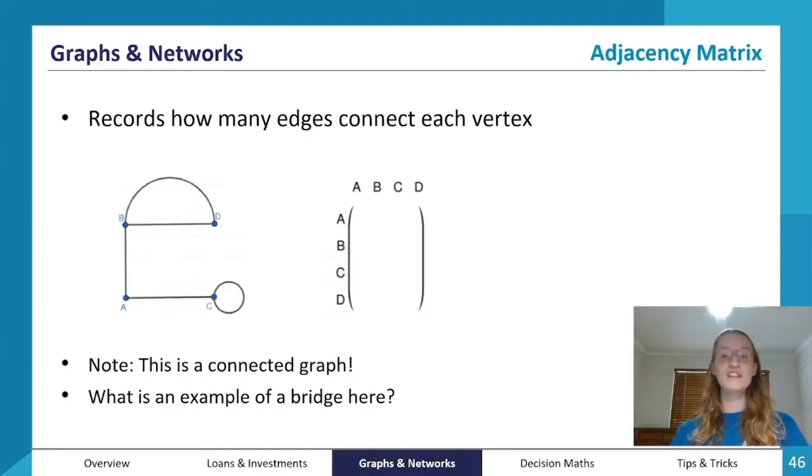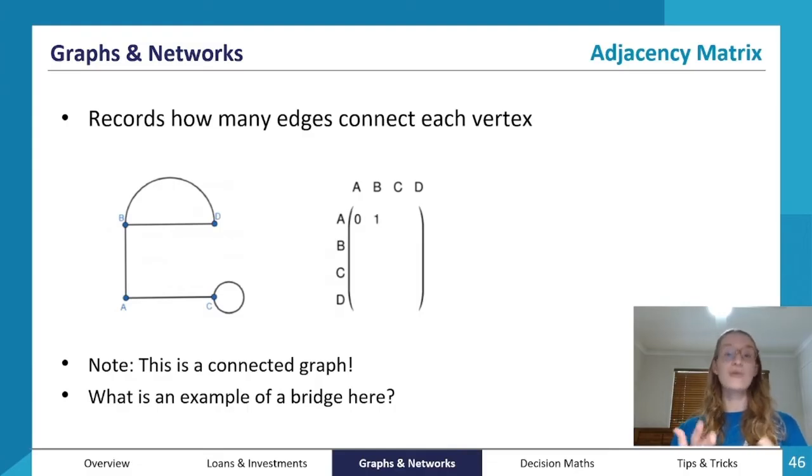So coming back to the adjacency matrix, it records how many edges connect each vertex. So let's think about the number of connections between A and A. Well, there's nothing that connects A to A. A to A is the same vertex and it doesn't have a loop, so there are 0 connections connecting A to A. What about connecting A and B?